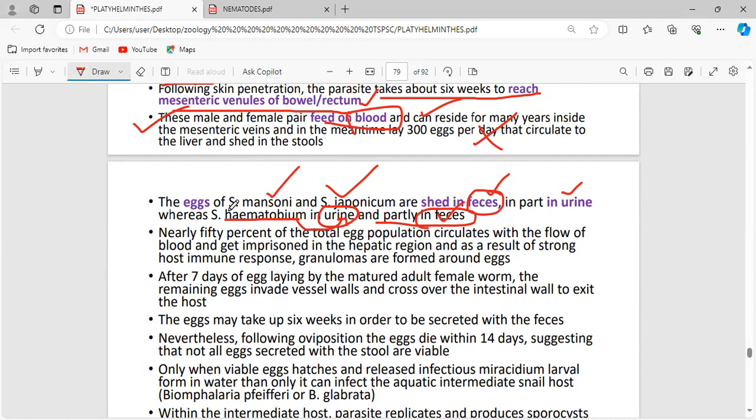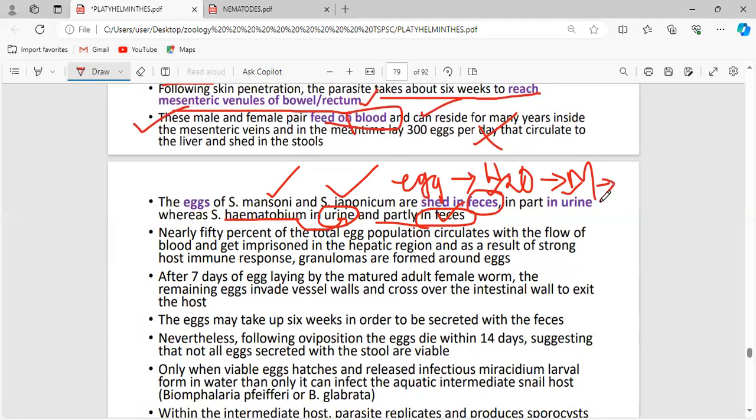After it has been released from the fecal matter, the egg has to reach the water. In the water, the egg will be hatched out. The factors influencing the hatching of these eggs are light and temperature. If the light and the temperature are very favorable, the egg will be converted into the miracidium in the water.